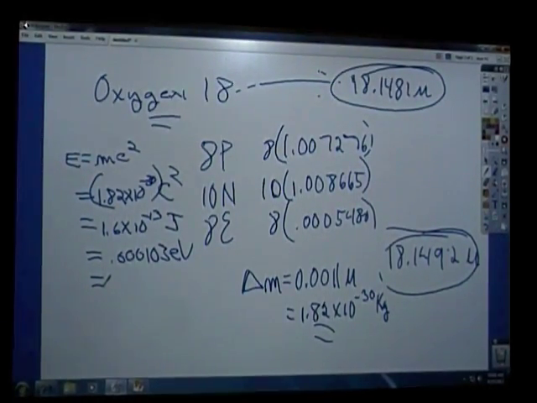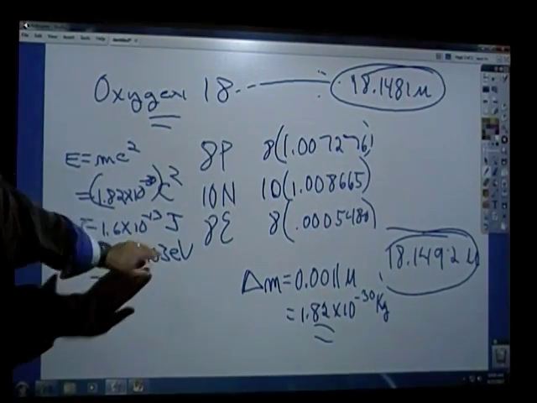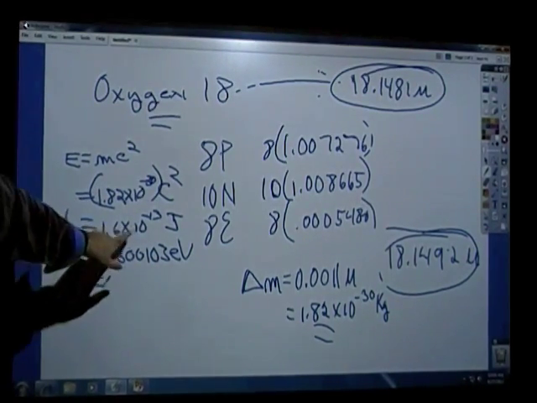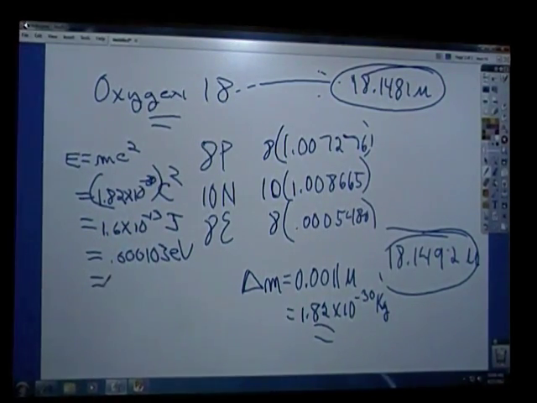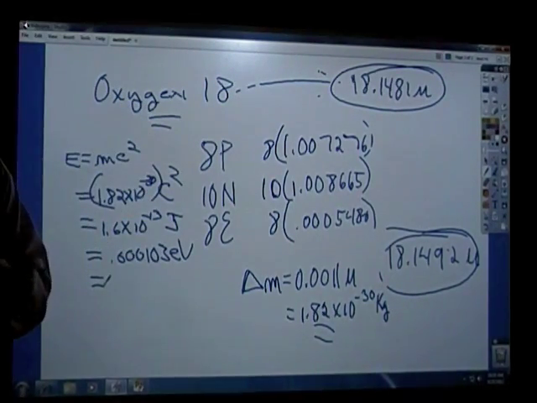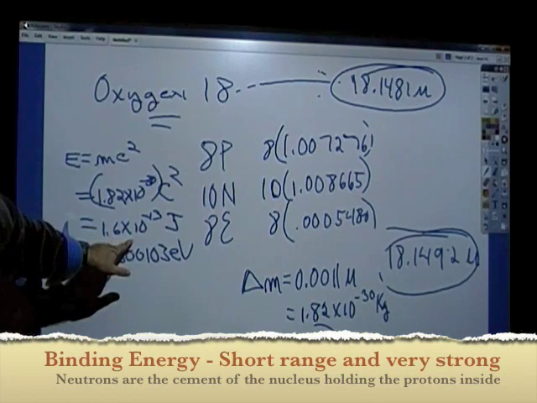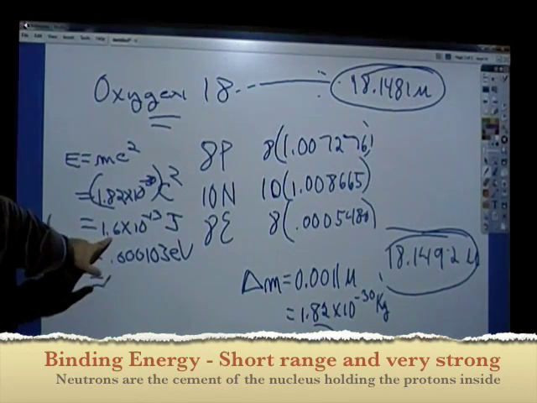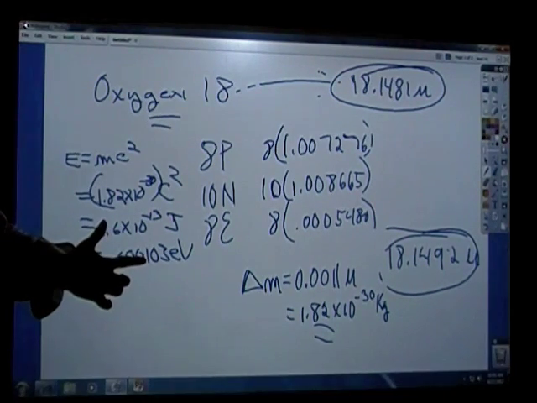Yeah, Mackenzie. It's this much energy. Let's use joules. It's this much energy, Mackenzie. So we need at least this much energy. That's the energy that's holding oxygen 18 together. So we need at least this much energy to blow it up. Does that make sense? We need at least that many joules to disintegrate it.